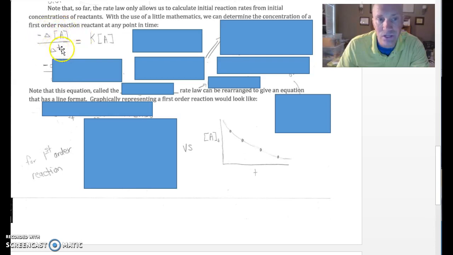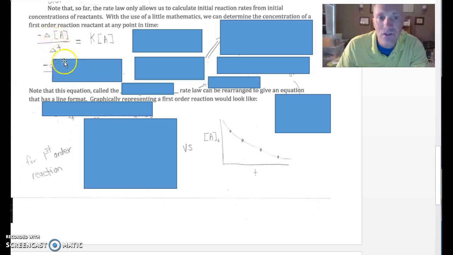This is an average rate. If I had something in the beginning and then something a minute later, I could ask what the overall change in the concentration is, and this would be the overall change in time. But what we're interested in is instantaneous rates of reaction.